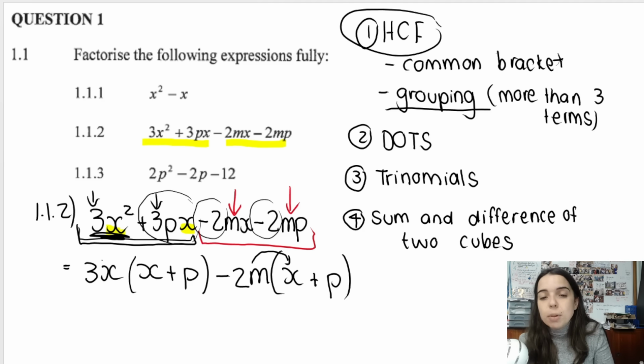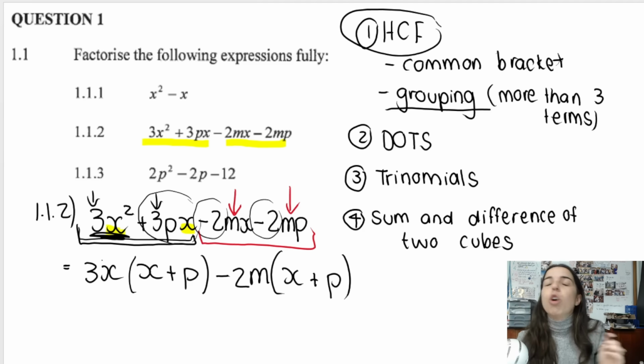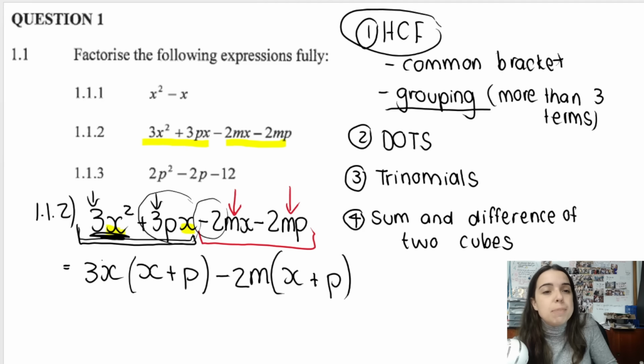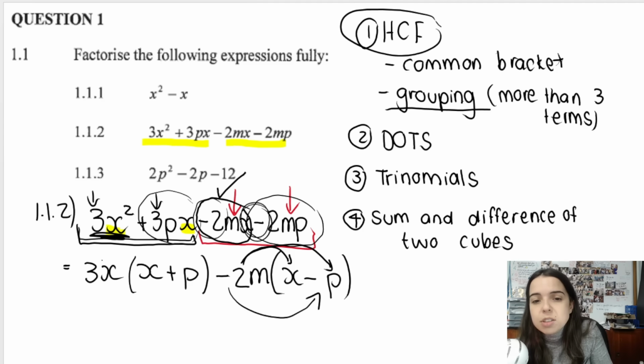Now just double check your signs. You can see how I hesitated when I did the signs, because you have to think and check. You can't just blindly write a positive or a negative. It has to make sense when you multiply it back in. So what I mean is, if you say negative 2m times positive x, you get negative 2mx, which is what we want. If you say negative 2m times positive p, we get negative 2mp, which is what we want. If we accidentally put a negative here, then a negative times a negative would be a positive, but you see that this is not a positive. So this has to be a positive.